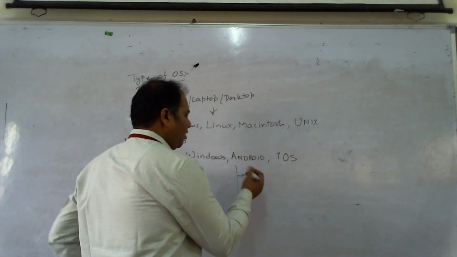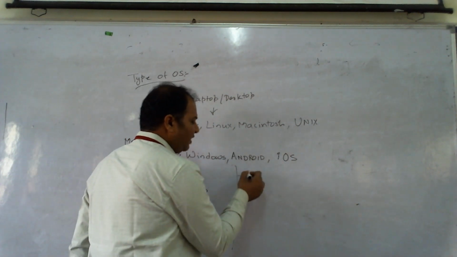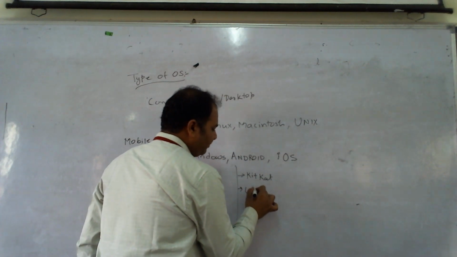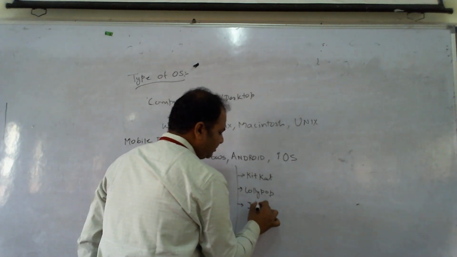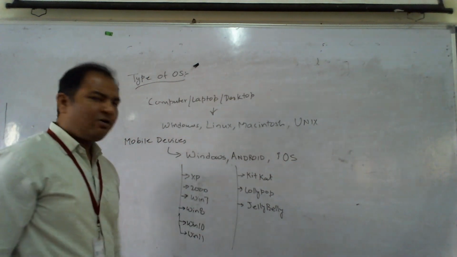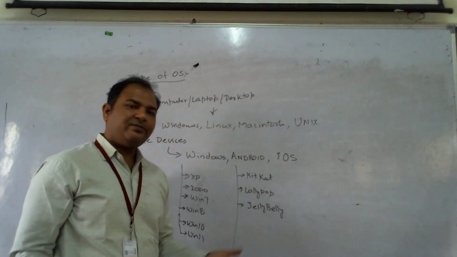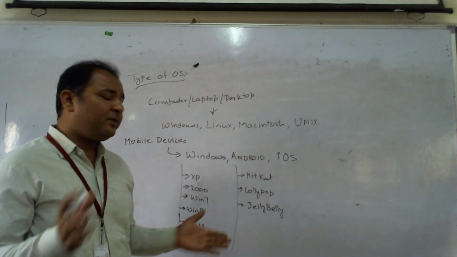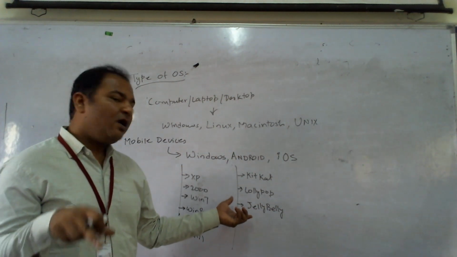It is the same in the Android operating system. There are many versions like KitKat, Lollipop, Jelly Bean. These are the popular Android versions. When you open your phone and go to About Phone, you will clearly see which operating system and which version you are using on that mobile device.